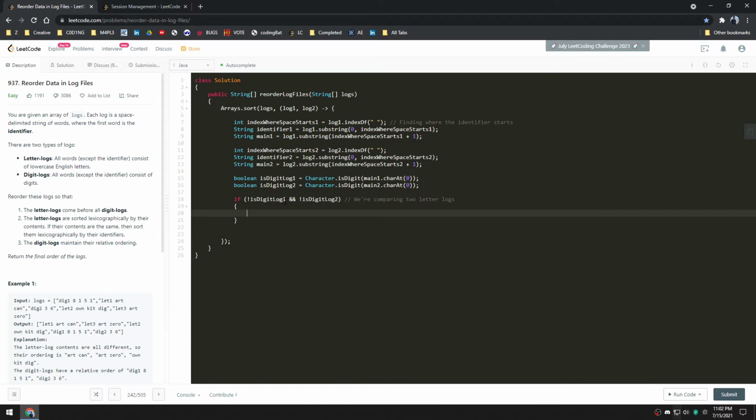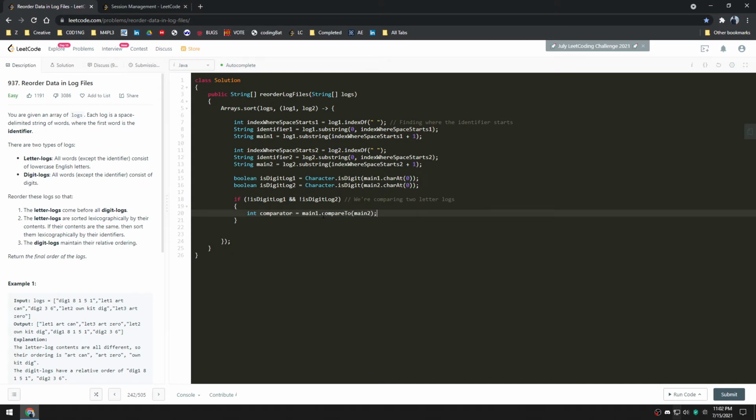So now here we're saying that if both of them are not digit logs, that means both of them are letter logs. So now we need to have some comparator value. The comparator value is just going to be comparing the values of the main logs, because we're being told here that the letter logs are sorted lexicographically by their contents. So that would be the main portion. So we'll just say that the comparator value is just going to be main1.compare2 main2.